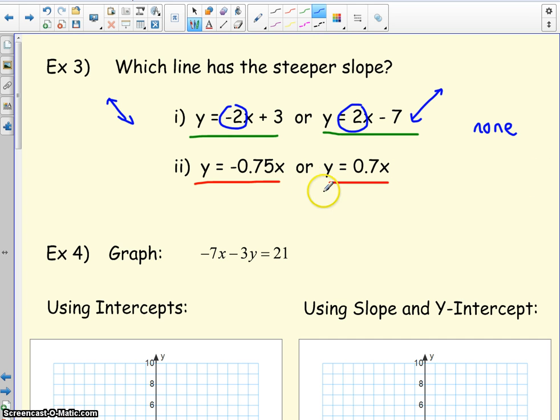In the case of the second one, we have y equals negative 0.75x and y equals 0.7x. As for which one's steeper, it's going to be the first one. Even though this one is negative and this one's positive, the actual steepness is going to be larger in this one because the value of the slope, if you ignore the negative, is larger than this one. So this one slopes down, this one slopes up, but because this one has a larger value if you ignore the negative, it's going to be steeper.